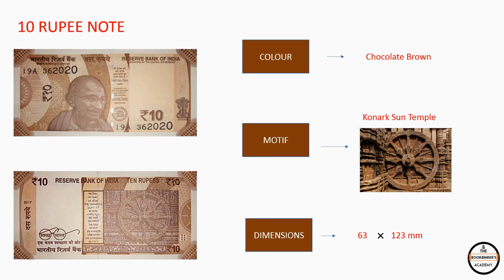Let's just repeat it. The 5 rupee note was 63 by 117 millimeters. The old 10 rupee note was 63 by 137 millimeters. And the new 10 rupee note is 63 by 123 millimeters. And you can also see the Swachh Bharat Abhiyan's logo on this particular note or this particular series.